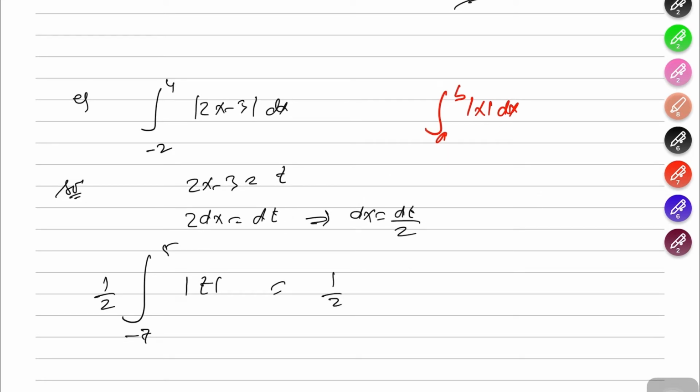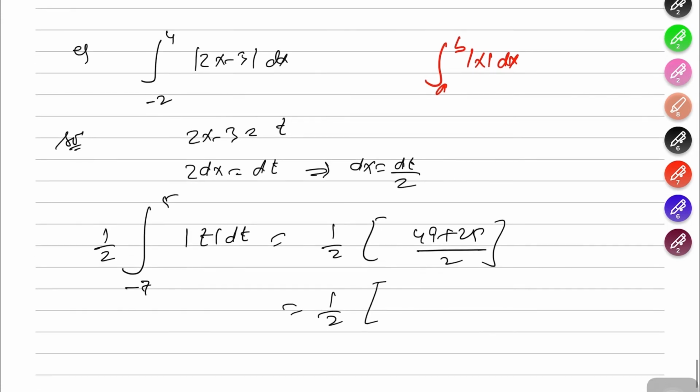Now we know how to solve this problem. This is the integral from minus 7 to 5 of mod t dt, times 1 by 2. Clearly, minus 7 and 5 have opposite signs, so it will be 49 plus 25 by 2, and with the 1 by 2 that becomes 74 by 2 by 2, which is 37 by 2. So the answer is 37 by 2.